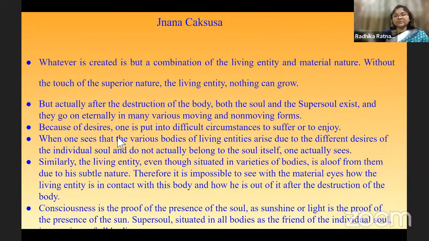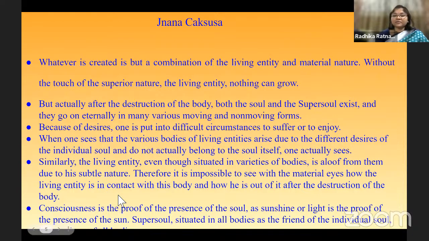Because of desires, the subtle body wants to enjoy by coming in contact with material nature. Any enjoyment is again a suffering in material life. When one sees that the various bodies of living entities arise due to different desires of the individual soul and do not actually belong to the soul itself, one actually sees. Similarly, the living entity, even though situated in various varieties of bodies, is aloof from them due to its subtle nature. Therefore, it is impossible to see with material eyes how the living entity is in contact with the body and how he is out of it after the destruction of the body.